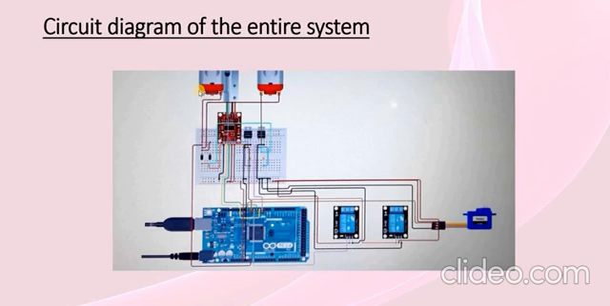Next we have two DC motors which are connected to relays, and from relays they are connected to Arduino. Here one DC motor is used for the gripper to hold the motor, and another DC motor is used for torque measuring. In this way, this is the entire circuit diagram of our system.